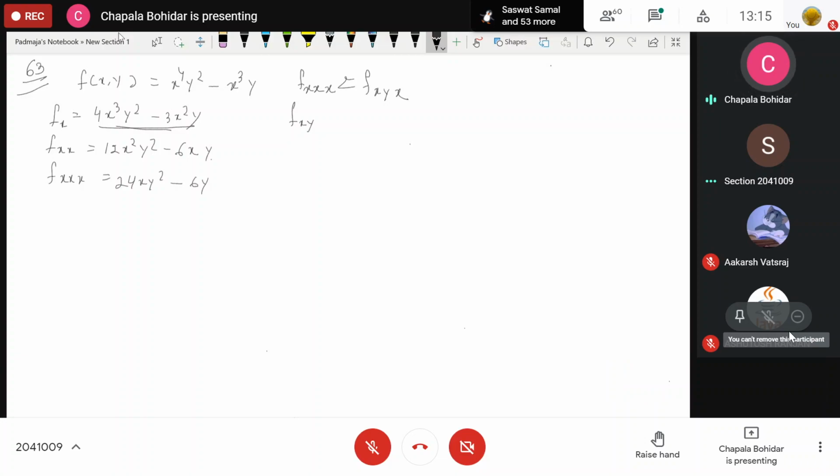Okay, then f_xy. Differentiate this one with respect to y, keeping x as constant because we are differentiating with respect to y. So what you get? You get 8x cube y minus 3x square. Again differentiate this one with respect to x. Here it is. So f_xyx is equal to 24x square y minus 6x. Have you got it?